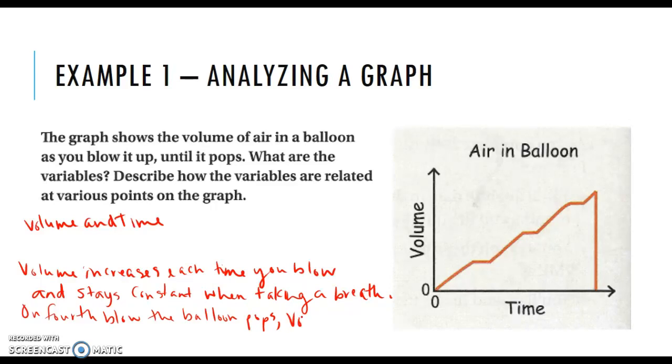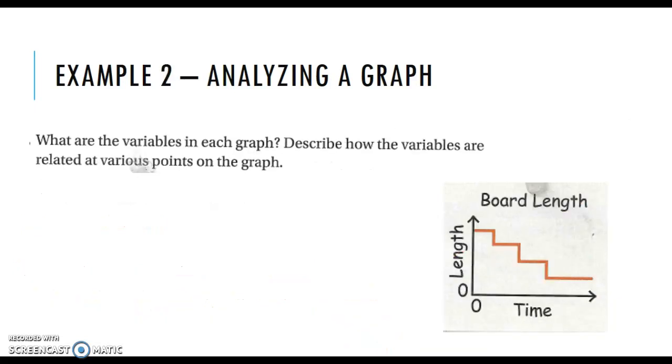So volume decreases to zero. And so that's just us describing the graph. Again, we look at the fact that we have volume and time. The volume increases as we blow into the balloon. It's constant as we take a breath, and then it increases until it pops, and it immediately goes down to a volume of zero. So that's how we analyze a graph.